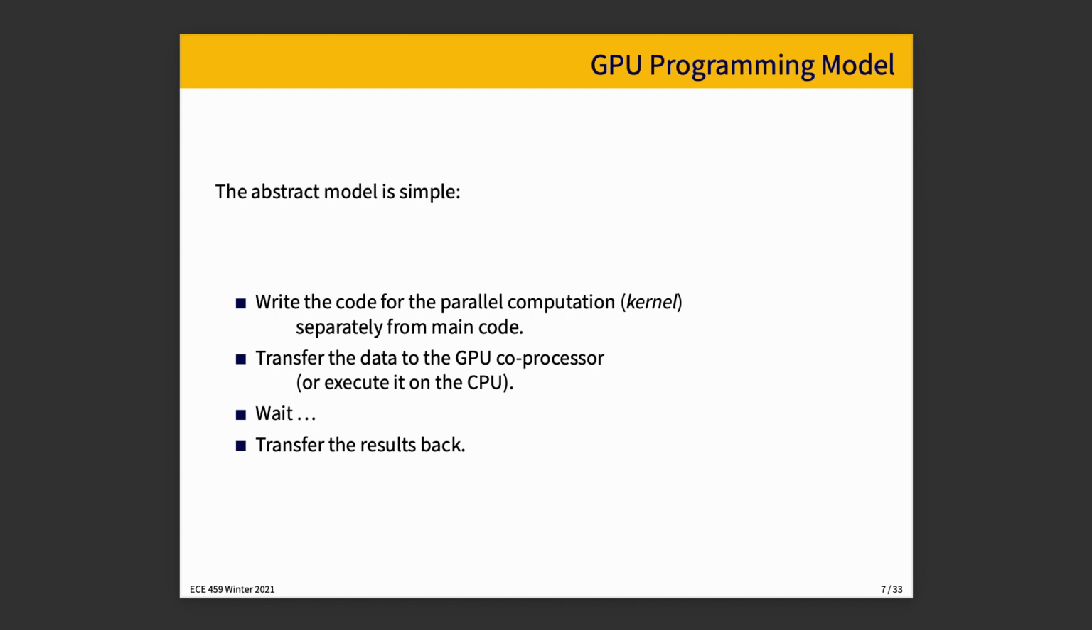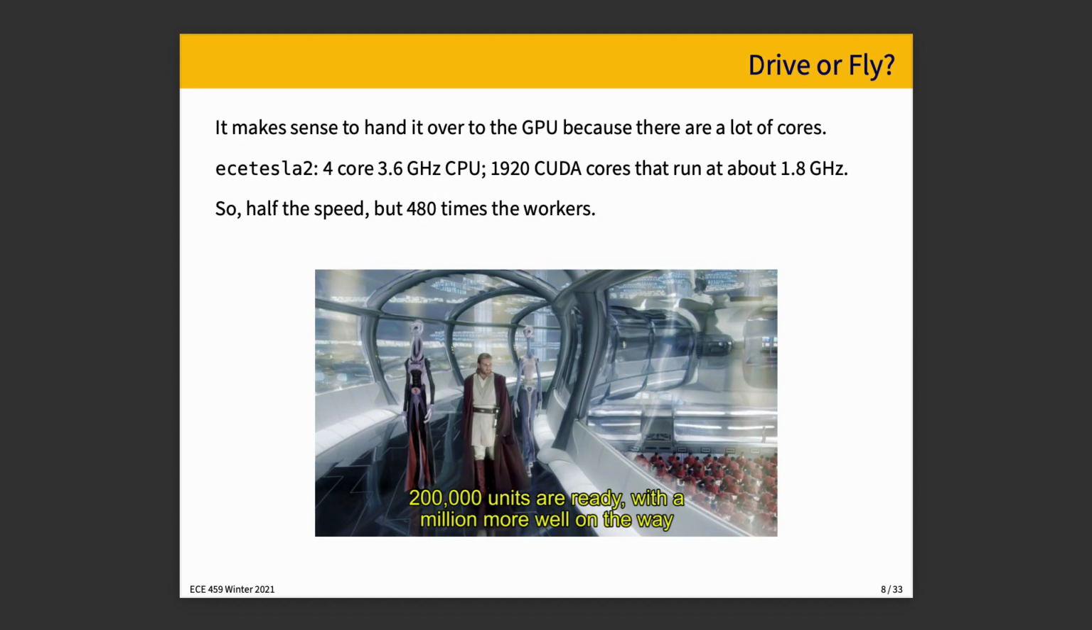Then when you're going to run it, you do all your setup, you get your stuff ready. At runtime, you transfer the data that you want the GPU to do to the GPU. In principle, you could execute it on the CPU as well. You wait for the GPU to be finished, and then you transfer the results back when you're done. Okay, that's not too bad. Why do we do this? Well, it makes sense to hand it over to the GPU because there are a lot of cores.